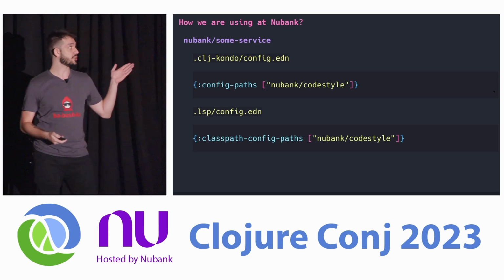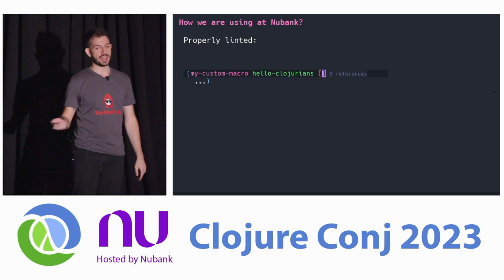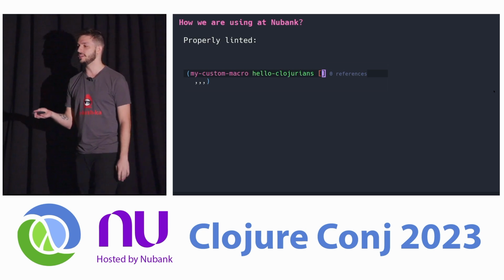And we have the clj-kondo configuration, the LSP configuration. So after that, using code-style, we have properly linted our macros.